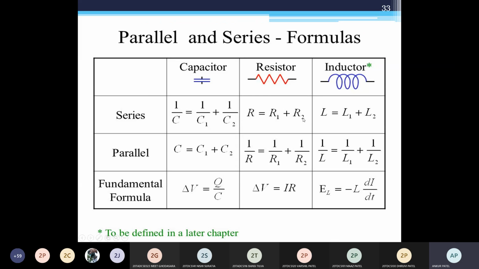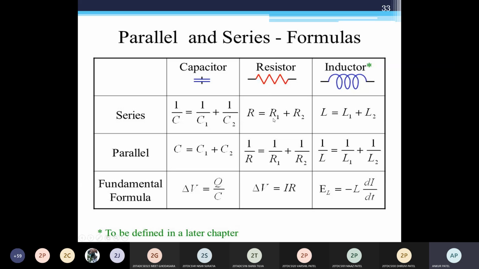We have passive elements: capacitor, resistor, inductor. Suppose we are applying series and parallel connection, then for capacitor it is reverse. In series connection, for capacitor it can be written as 1 upon C is equal to 1 upon C1 plus 1 upon C2. For series connection in capacitor, we will see this in the electrostatics chapter. We will prove these equations.